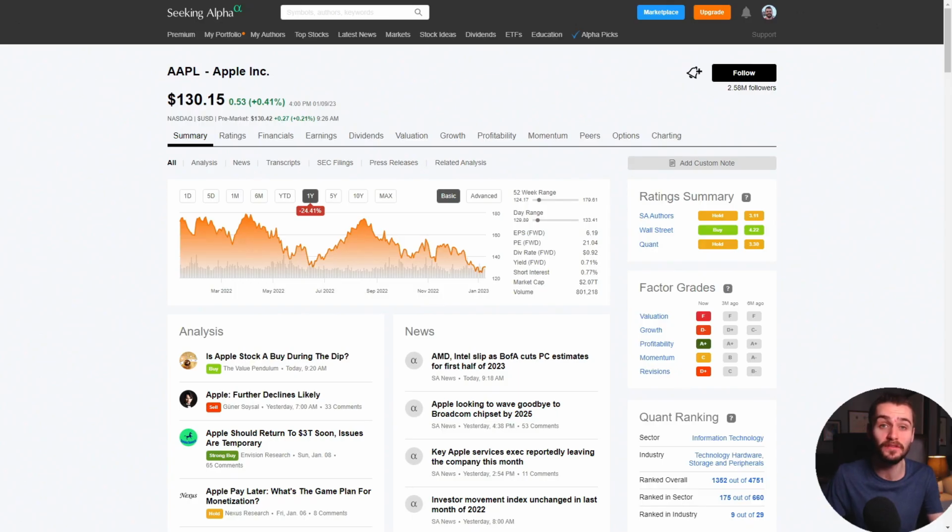When you search for a given stock on Seeking Alpha, you'll be presented with all of the on-platform premium information about that stock. The current stock price, the stock ratings, the past 10 years worth of financial statements, and all of the other metrics that we previously mentioned. You'll also get all of the analysis and news relating to that stock, transcripts from earnings calls, filings with the SEC, and press releases. The sheer volume of information available cannot be understated.